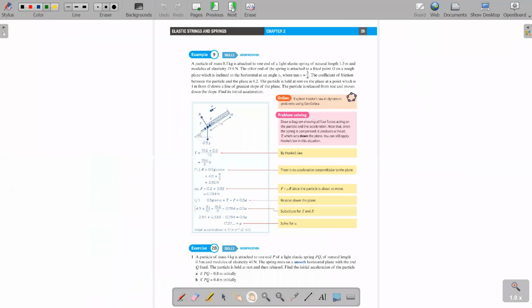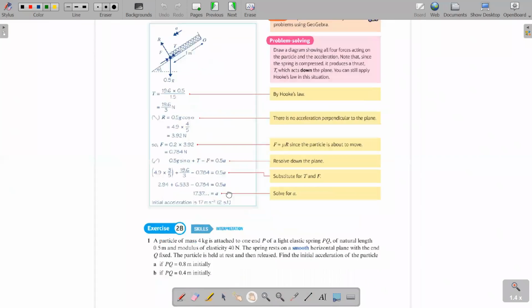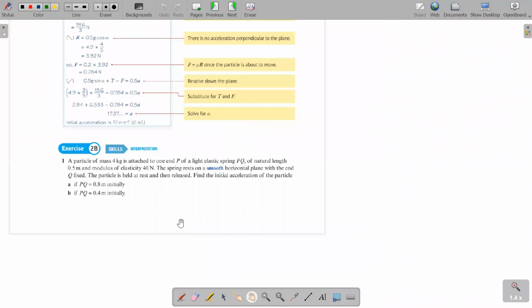Now, in the next part of the lesson, we are going to consider movement. We are going to consider the part where we actually release the object. For example, over here, we'll go through this question. In short, you're going to pull the spring and you're going to release. The moment you release, what's going to happen? That's what we are going to talk about.